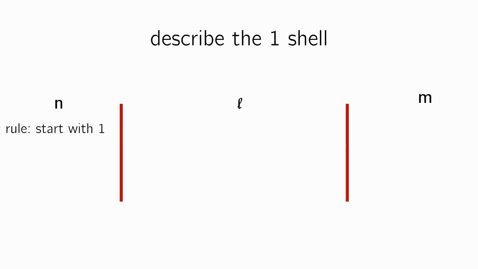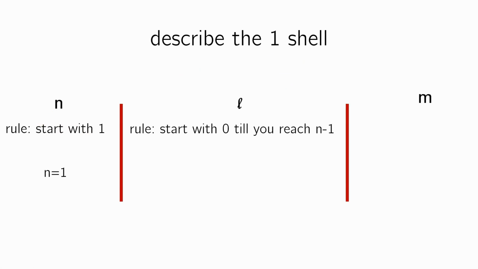Okay, so now that we did it 100,000 times, let's try to describe the first shell. What is that? N is equal to 1. That's the first shell. We'll start with 1. The first shell is N is equal to 1. L is allowed to go all the way up to N minus 1, but not N.